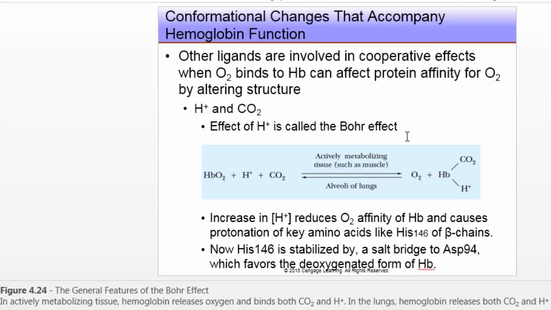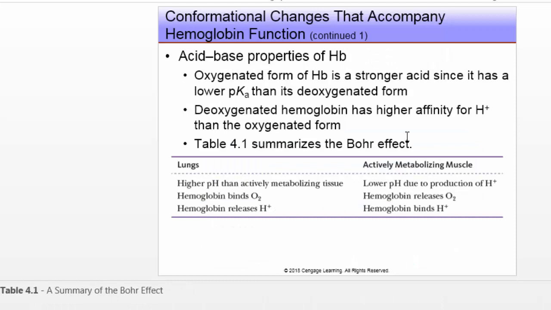Now, an increase in the concentration of H plus, which means lowering of the pH, reduces the oxygen affinity of hemoglobin. Increasing H plus causes the protonation of key amino acids, including the N-terminals of the alpha chains and histidine 146 of the beta chains. Now, this histidine is stabilized by a salt bridge to aspartate 94, which favors the deoxygenated form. Now, Table 1 here summarizes the important features of the Bohr effect.